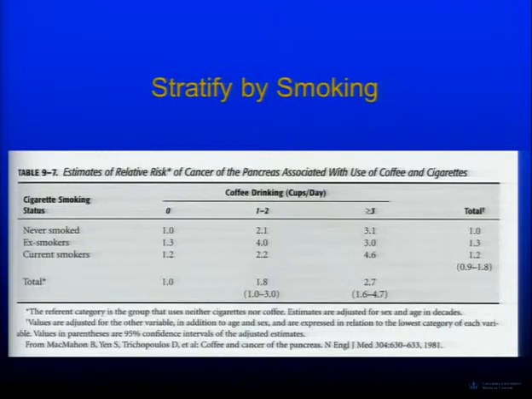Two is this one here, the middle one? Yeah. Okay, so see here it's saying that these variables were adjusted for the other variable in addition to age and sex. So these ones are after you adjust for coffee drinking, what is the impact of smoking? Oh, okay, so that's why it kind of goes away.